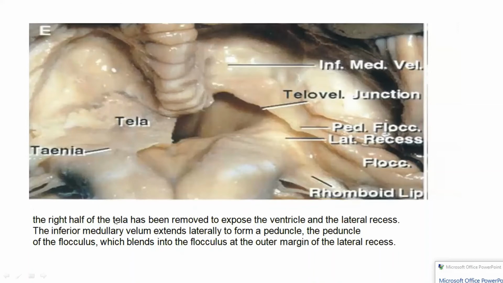In this diagram, the right half of the tela choroidea has been removed further. This exposes the ventricle and the lateral recess. The inferior medullary vellum, which is this structure, extends laterally to form a peduncle, which is also called sometimes the peduncle of the flocculus. And then we have already seen that this inferior medullary vellum, which arises on the nodule, extends laterally and blends with the flocculus at the region of the lateral recess. So here you have this lateral recess. This is the peduncle of the flocculus.